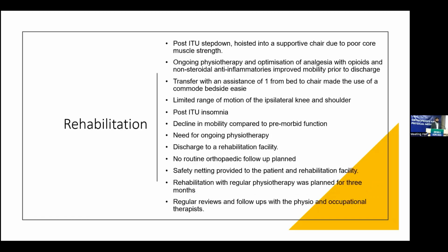So what did his rehabilitation involve? Post-ITU, he was initially being hoisted into a supportive chair due to the weakness of his muscles. Ongoing physiotherapy and optimization of analgesia with opioids and non-steroidal anti-inflammatories. And he initially required a transfer assistance of 1 from his bed to a chair, and he could use a commode at the bedside easily.